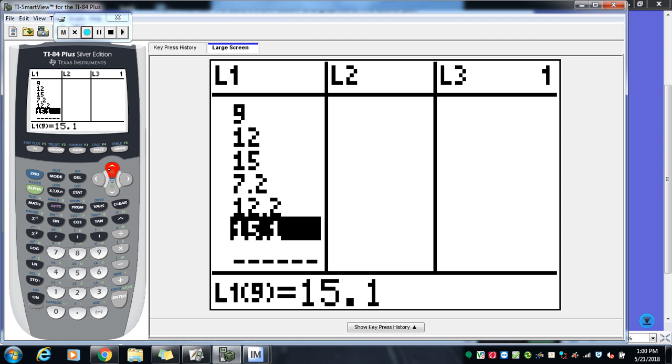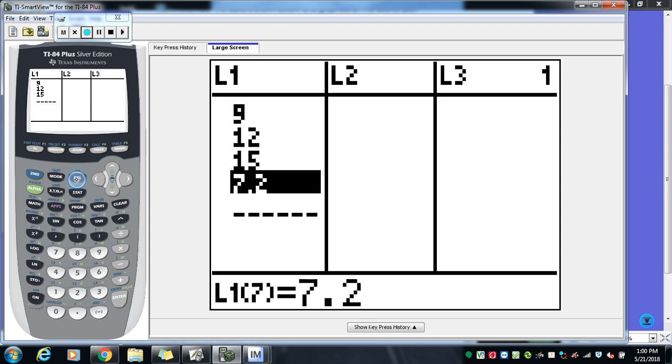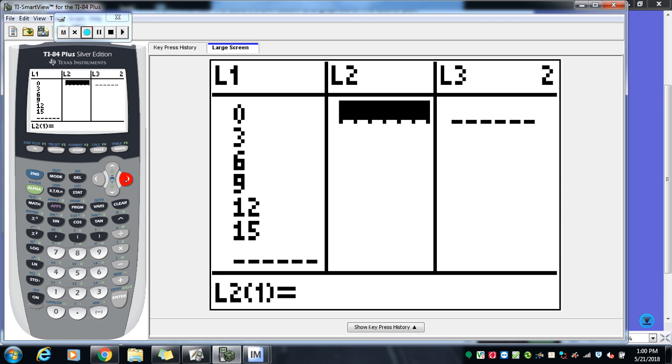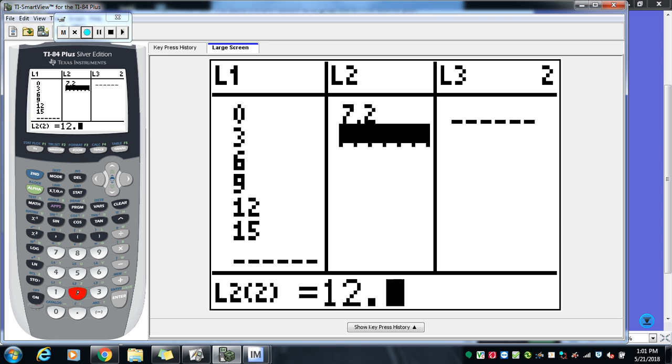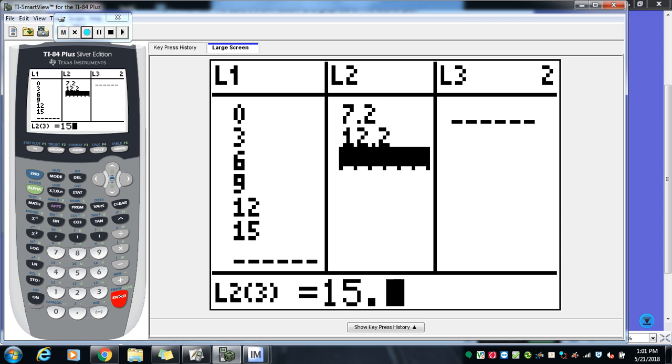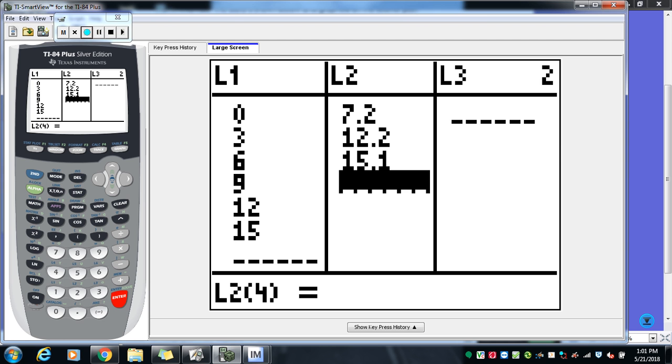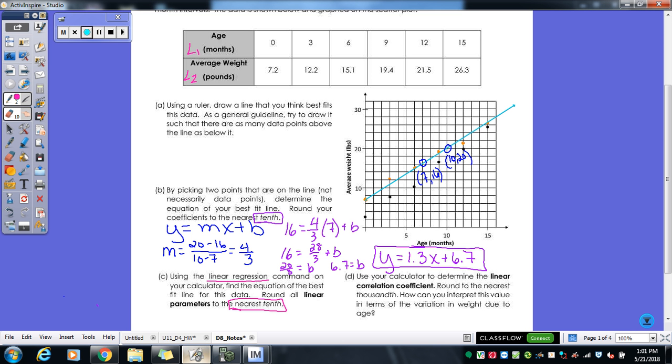Oops, those are in the wrong place. How high up are we going on that L1? Just what's in the table.